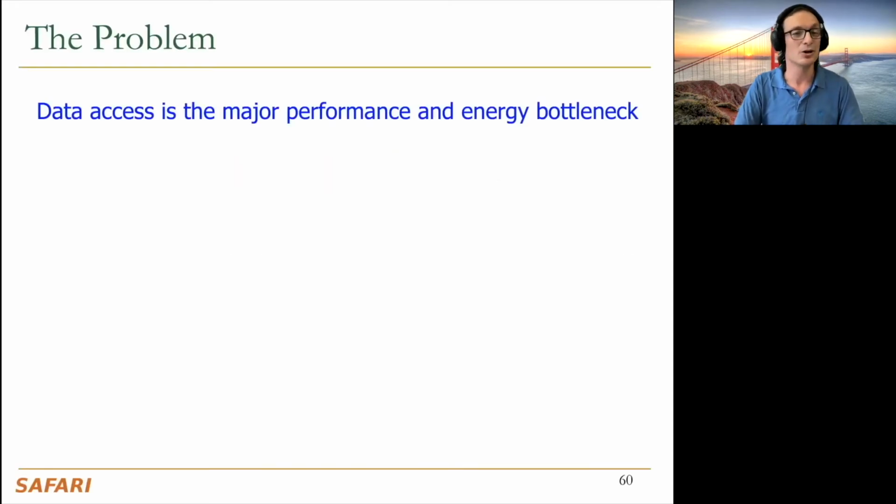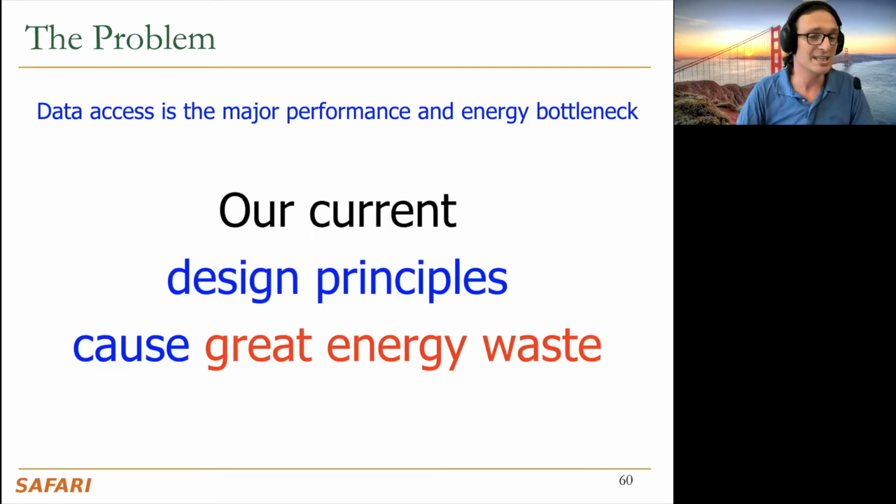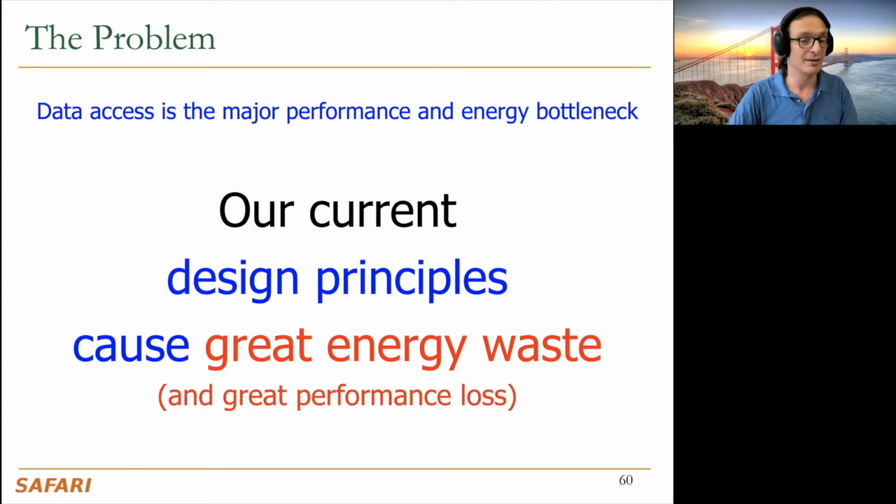But you already know that data access from memory is the major performance and energy bottleneck. We've seen this in many different ways when we motivated the memory problem and when we started studying memory. I'm going to show you some of those slides again. But basically, if we do some critical thinking, we will quickly figure out that our current design principles cause great energy waste. Why? We're basically moving data all around the system.